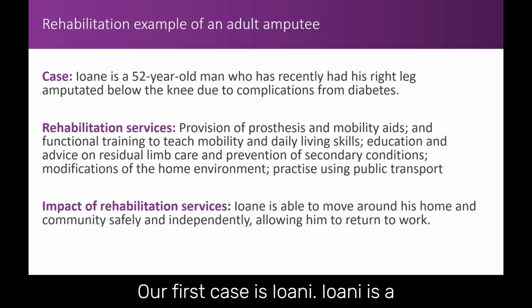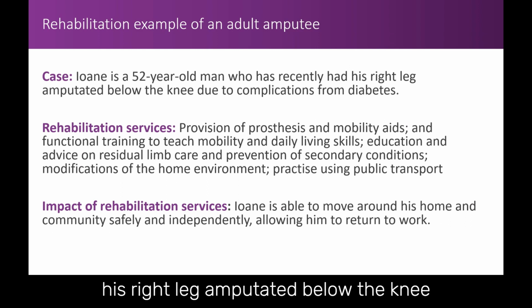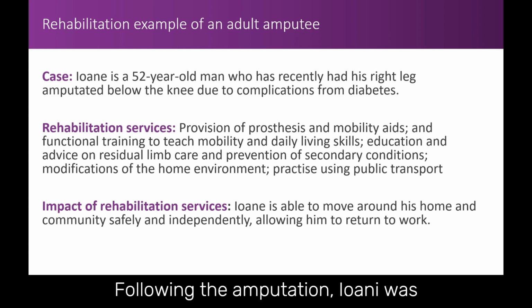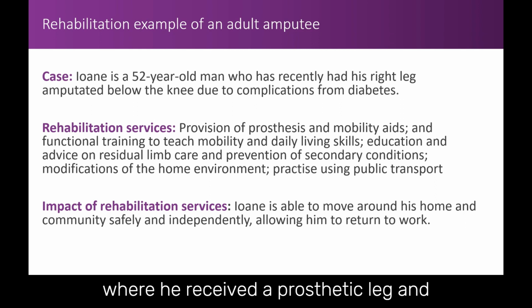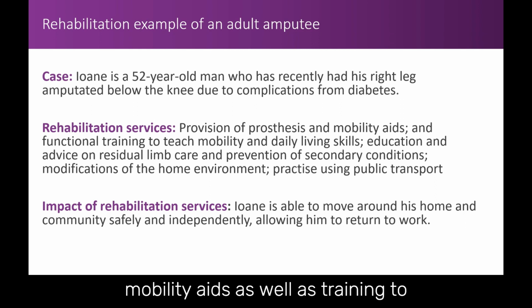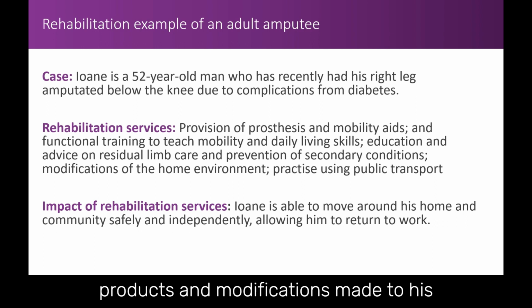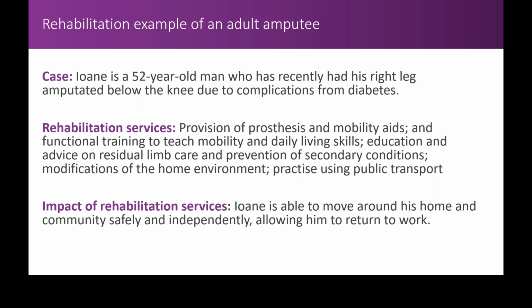Our first case is Ioane. Ioane is a 52-year-old man who has recently had his right leg amputated below the knee due to complications from diabetes. Following the amputation, Ioane was referred to rehabilitation services where he received a prosthetic leg and mobility aids, as well as training to teach him to walk using these assistive products, and modifications made to his home to ensure he was safe and independent in everyday activities.